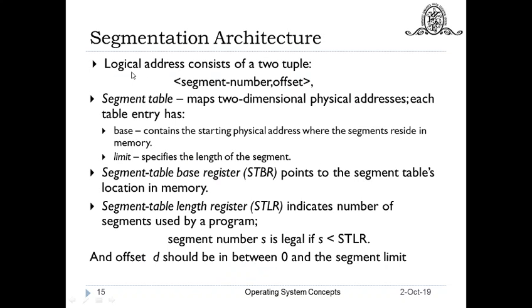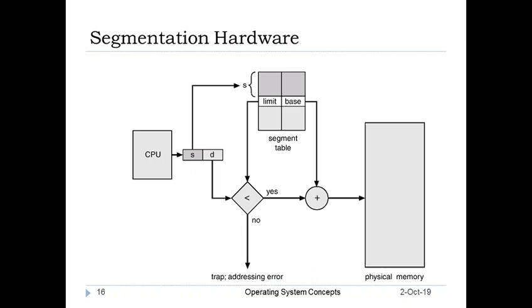Now here the logical address consists of a two-tuple, segment number and offset, as I told you, and the segment table maps the two dimensional logical address to a one dimensional physical address, where each table entry has base and limit. Base means the starting address and limit means the length of the segment. And there are two registers, the segment table base register, which stores the base address of the segment table, and the segment table length register, which stores the length of the segment table. But of course the segment number should be legal, that is, it should be less than the segment table length register, and the offset d should be between 0 and the segment limit, then only you can get the physical address. From this diagram you can find it out.